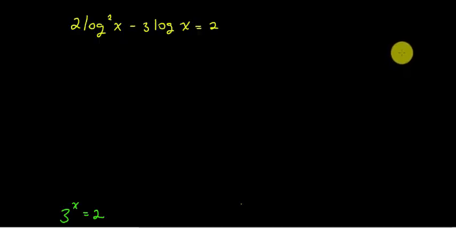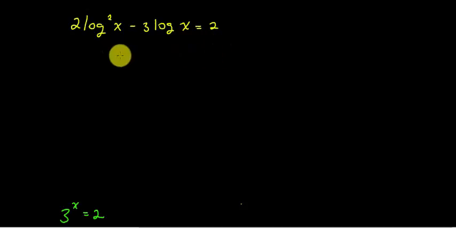Hello and welcome back. Let's do one more example of solving logarithmic equations, and then we'll move on to solving exponential equations. Here we have the equation 2 log, and this is log base 10 because there's nothing written there. So 2 log base 10 of x squared, and this is how we write a logarithm squared. This would be the same as putting the whole thing in parentheses and squaring it. So 2 (log base 10 of x) squared minus 3 log base 10 of x is equal to 2.